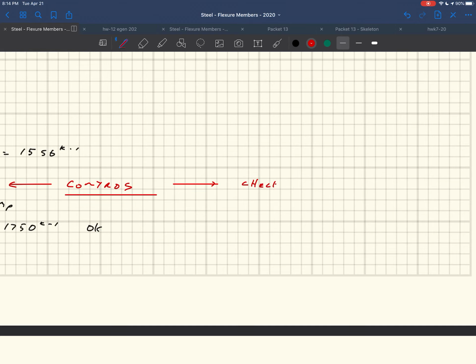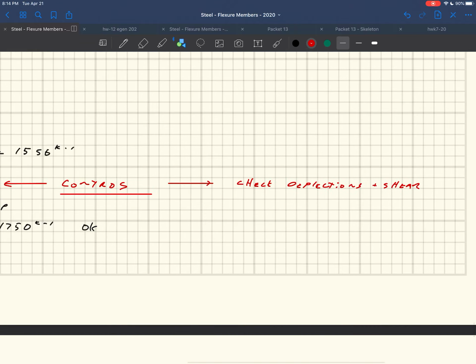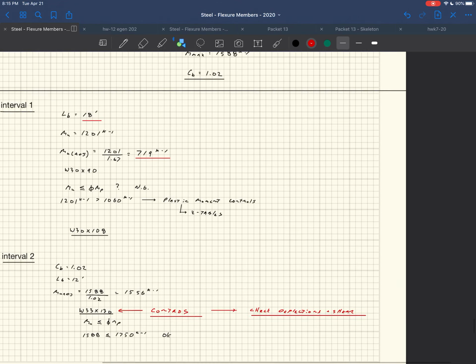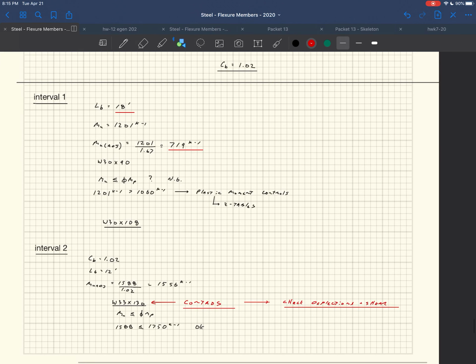Shear. Okay. Boom. Okay, so there is beam design.